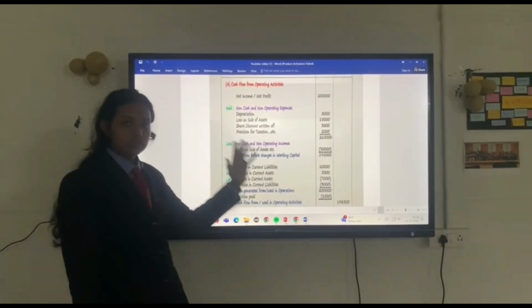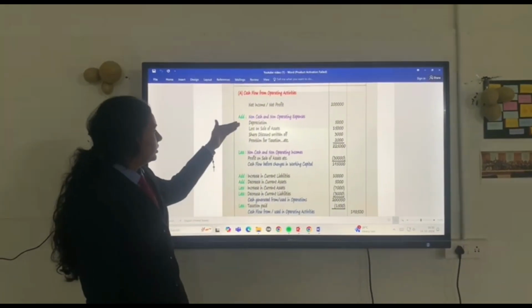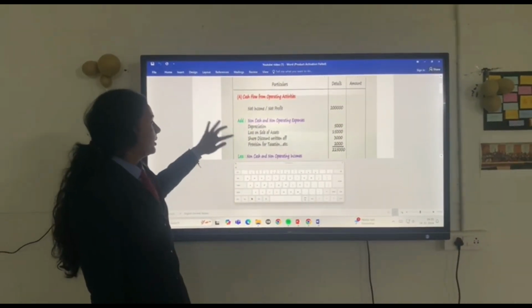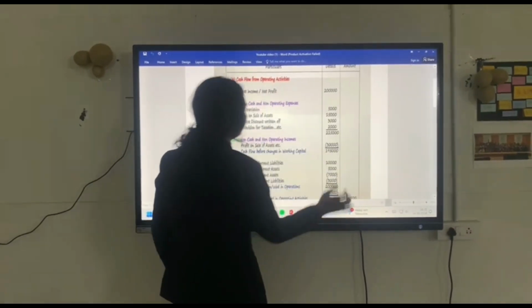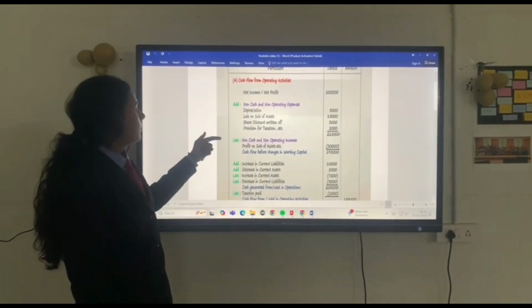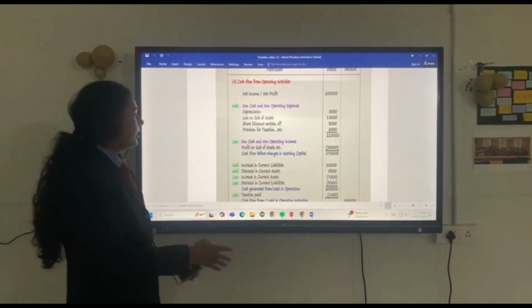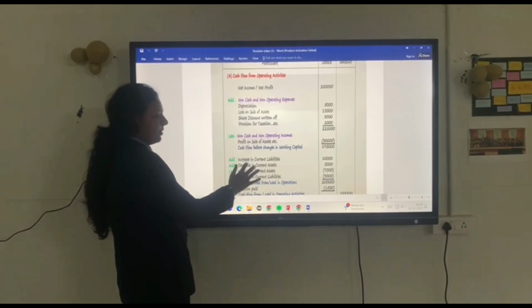Like here, in most cases there are examples that I have picked up here: depreciation, loss on sale of assets, and discount on shares written off. And there are non-cash and non-operating incomes that involve profit on sale of assets. So here, these we add, and those we deduct.